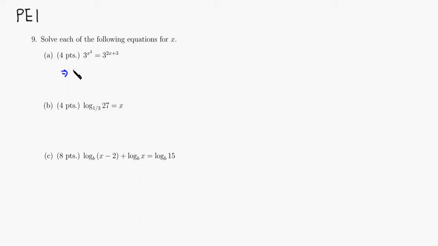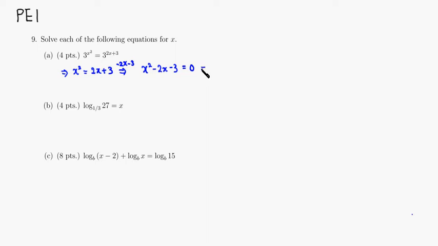So you have x squared, which is the power on the left, must be equal to 2x plus 3, which is the power on the right. We just have to solve this quadratic equation. I would like to put everything on one side, so I'm going to subtract 2x and subtract 3. That way we get x squared minus 2x minus 3 equals 0.